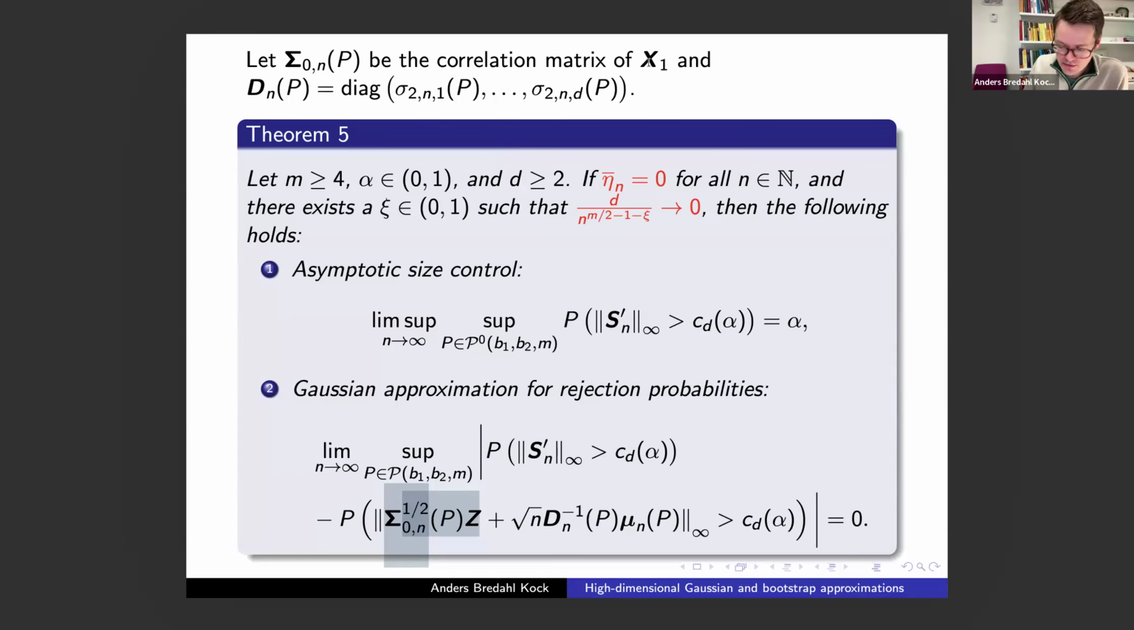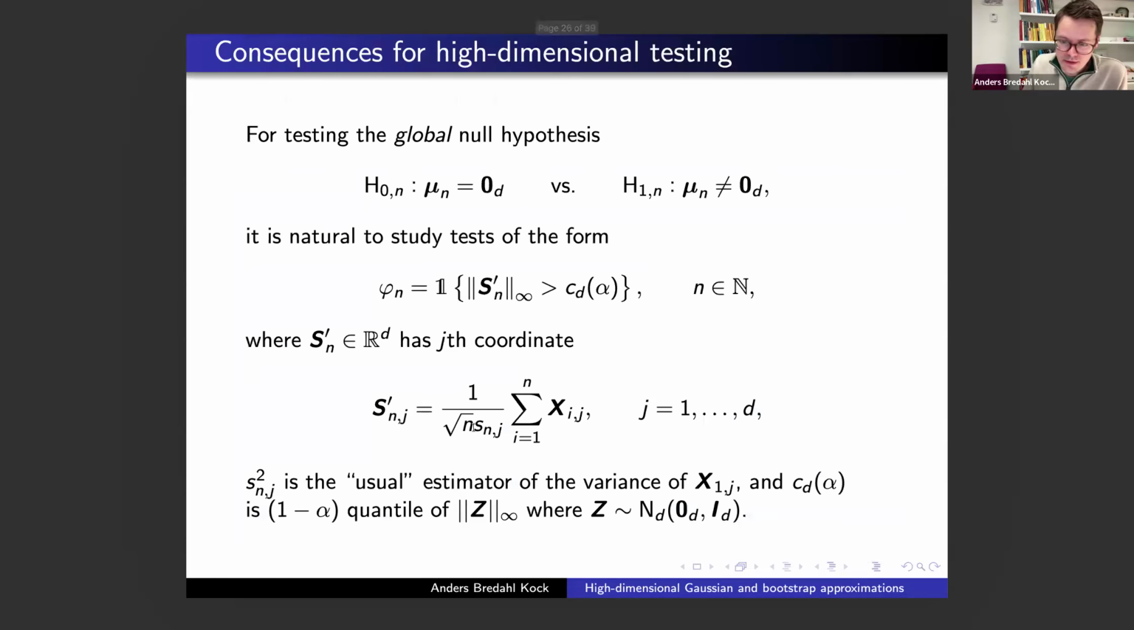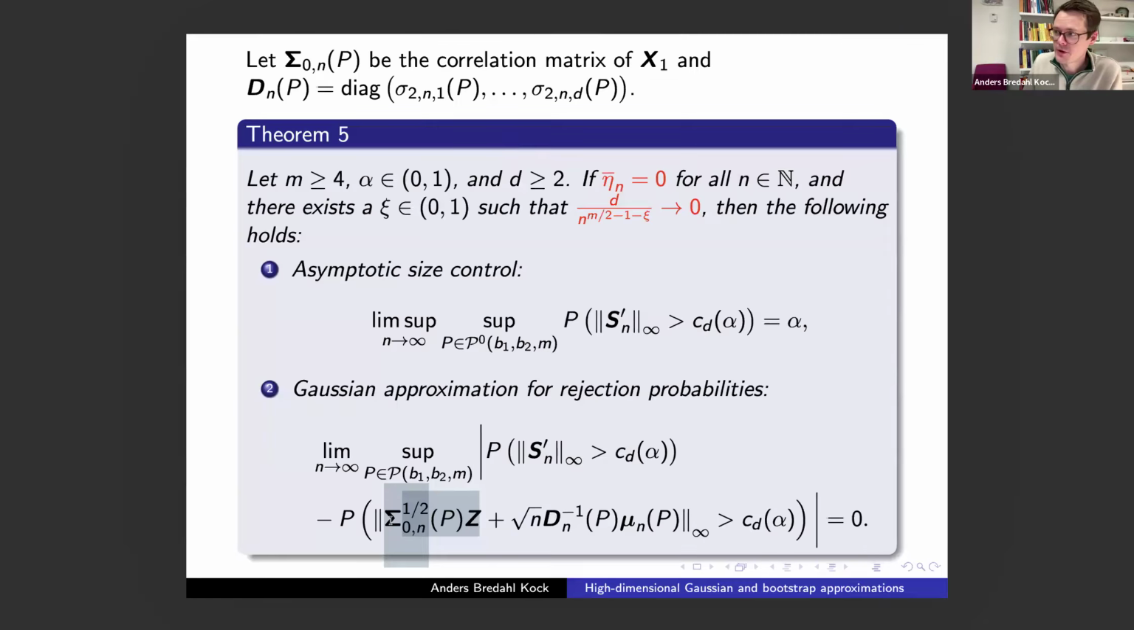Why the correlation matrix of the x's? Well, recall I've standardized my random variables here, so they all have a variance of 1. Hence, it's conceivable that what enters here is not the covariance matrix, but the correlation matrix. And then there's a mean shift here.